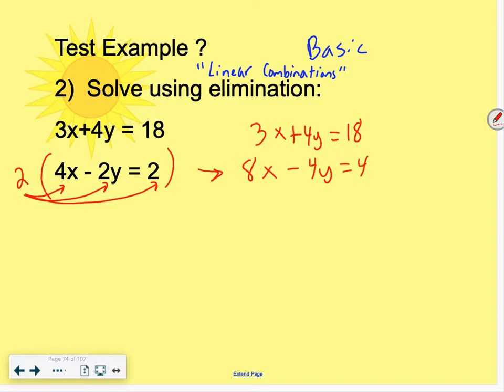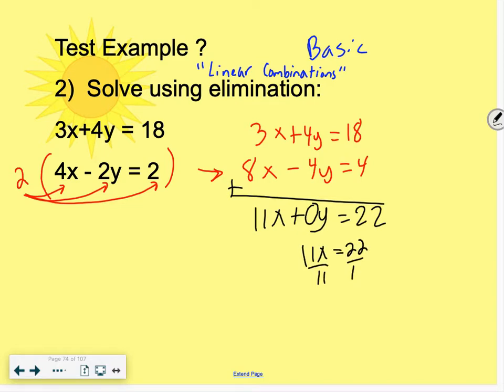Now a common mistake is right here. People forget to multiply both sides of the equal sign by that number. Always double check that. So now I'm going to add these together. Doing so, the y's eliminate, so I have 0y here. 3x and 8x is 11x. And 18 plus 4 is 22. So essentially I have 11x equals 22. Divide by 11, and you get 2.